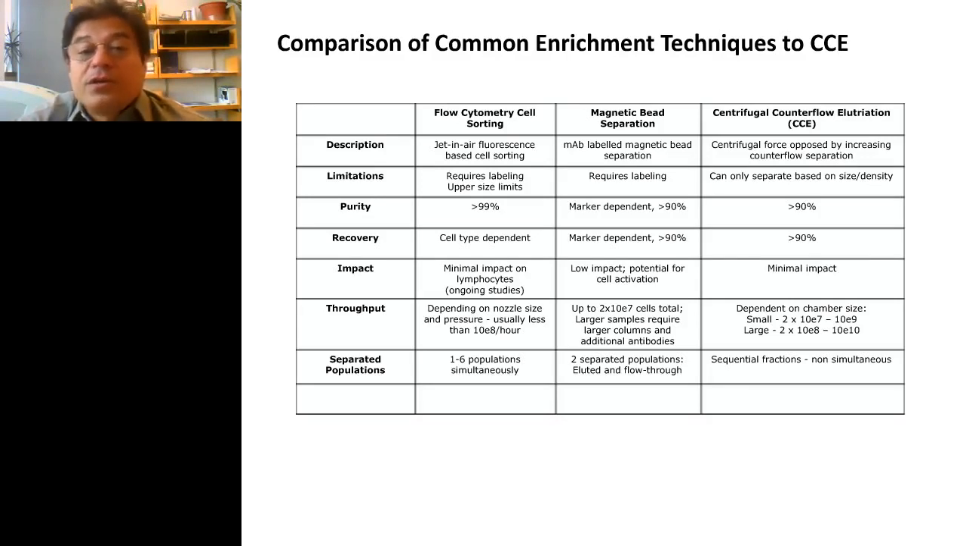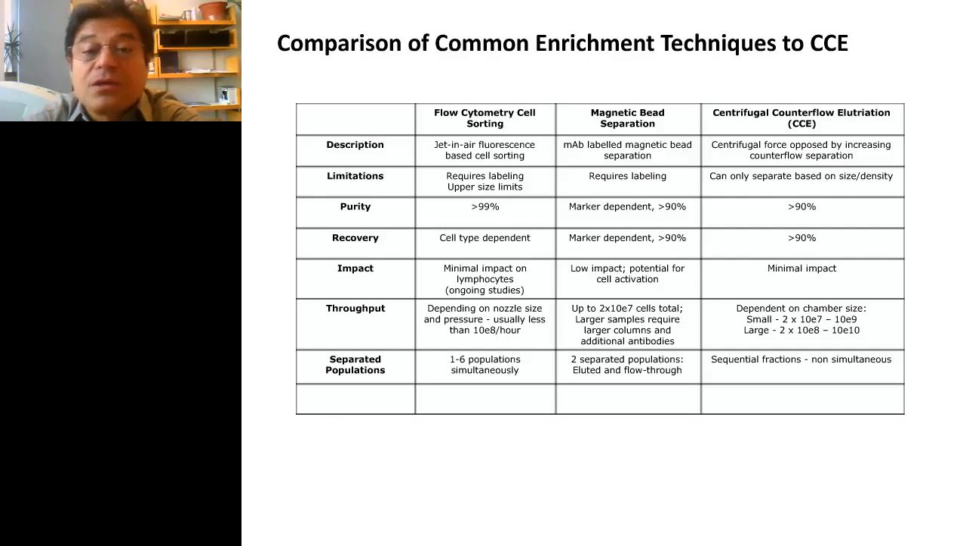You probably will not get comparable purities with elutriation, but you'll get relatively close, as well as with magnetic bead separation. One really big differentiator here with the elutriation is the number of cells that can be processed. 10 to the 9th, 10 to the 10th type cell populations can be processed. That's definitely something that is difficult to do in a flow cytometry cell sorting environment. In a magnetic bead environment, it can be difficult to do unless you're using multiple systems.